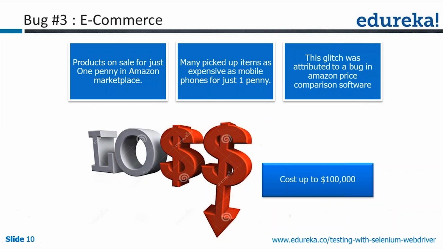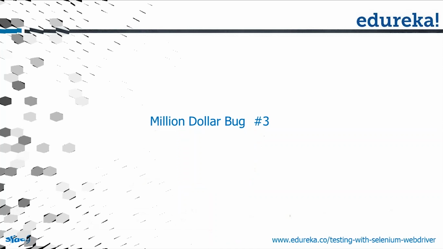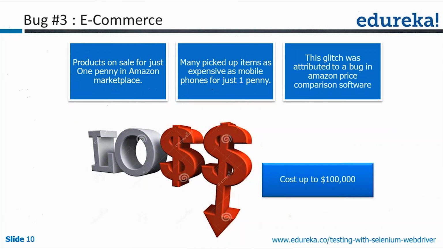Right? In order to save the company's reputation, they couldn't just tell customers to return the product. They actually absorbed this loss, which was around $100,000, just due to one bug. These are examples of 3 different $1 million bugs which affected the companies' reputation as well as revenue. So you can get an idea of how important it is to remove bugs.